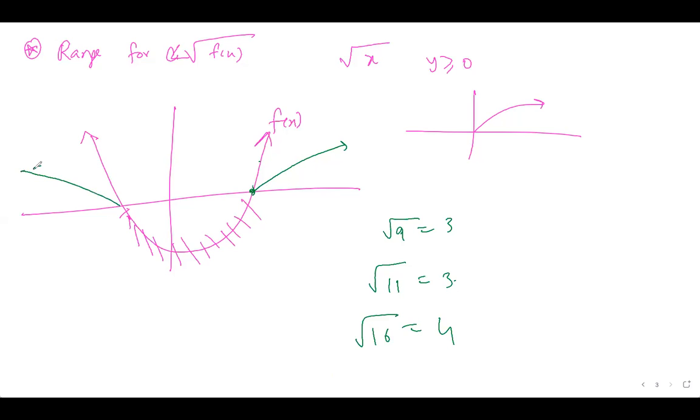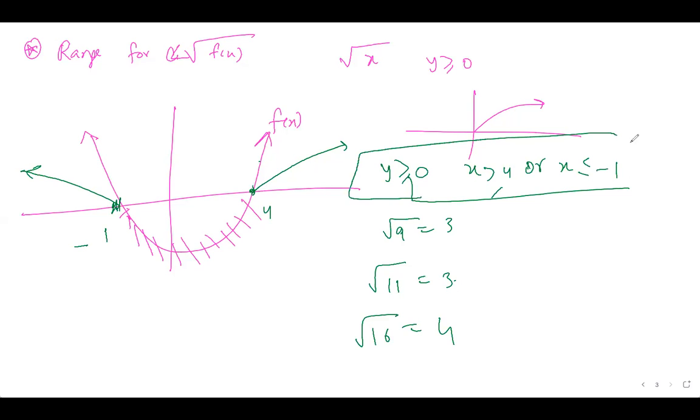So square root functions are like this. In this case, you can clearly say that the range is y greater than or equal to 0, and the domain is, if I pick this value as -1 and this as 4, x greater than or equal to 4 or x less than or equal to -1. So you can do that from the graph itself.